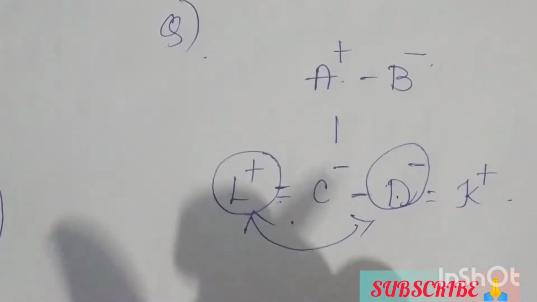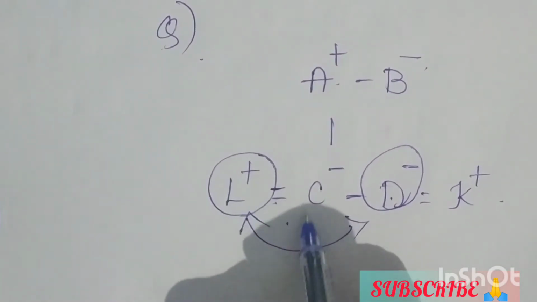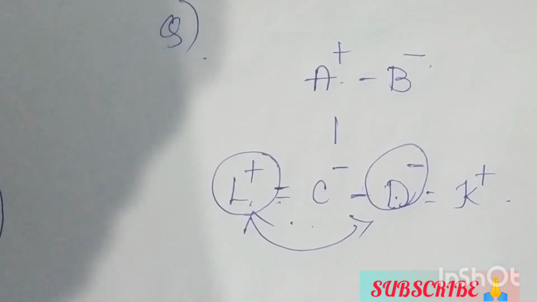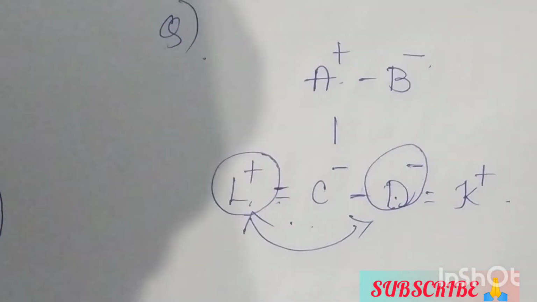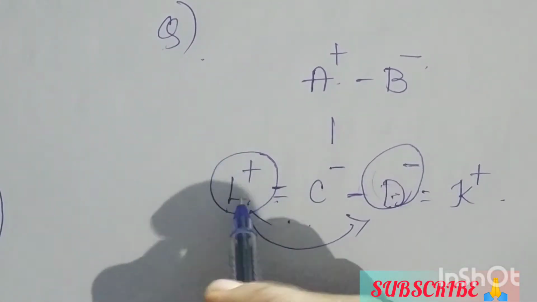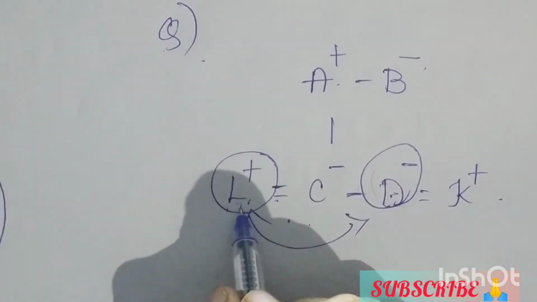It is brother-in-law. D is brother-in-law for L. Sorry. D is sister-in-law for L, and L is brother-in-law for D.